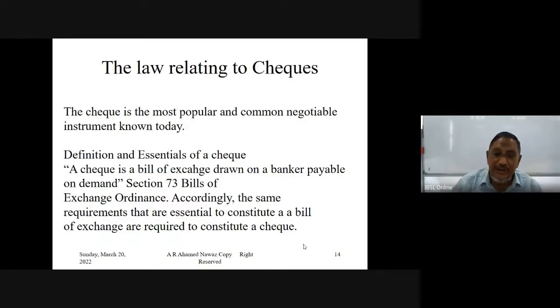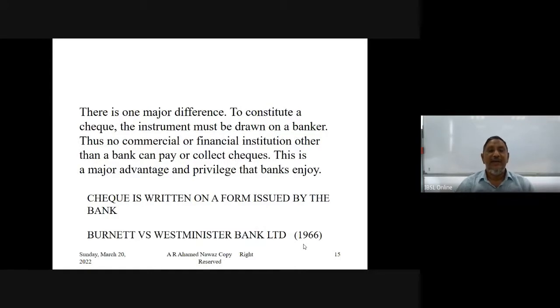Okay, what are the features to be added to become a cheque? Let's see what that is. There's one major difference. To constitute a cheque, the instrument must be drawn on a bank. No commercial or financial institution other than a bank can pay or collect cheques. It's very, very important to understand. Thus, no commercial or financial institution other than a bank can pay or collect cheques. This is a major advantage and privilege that banks enjoy.